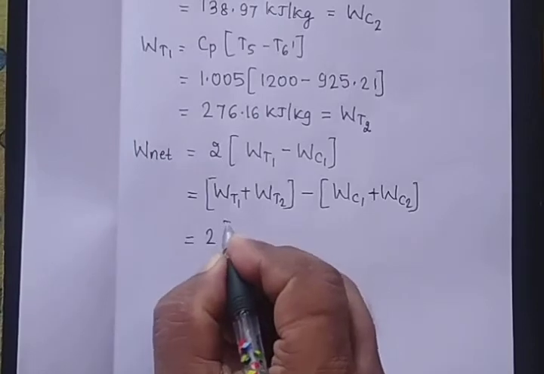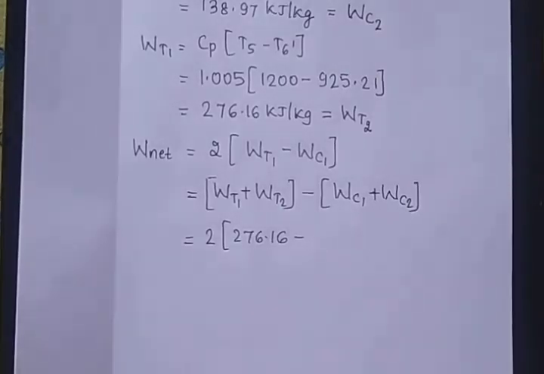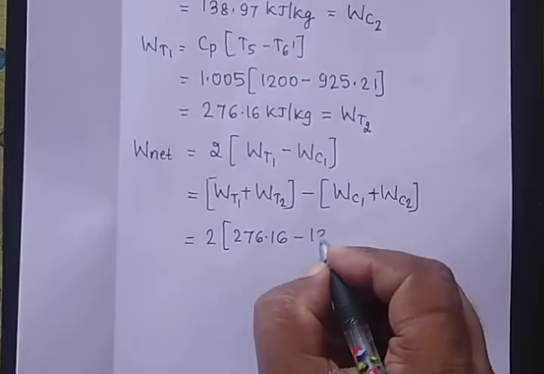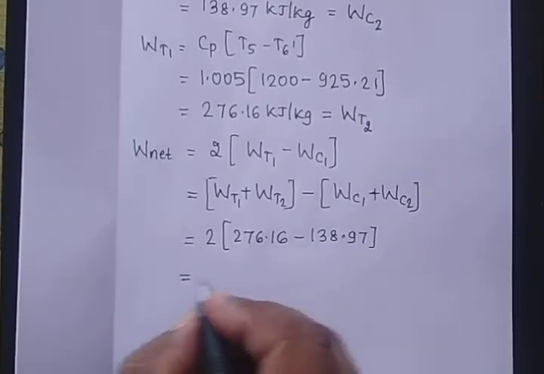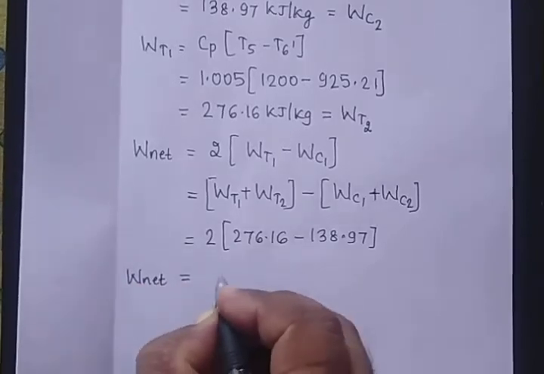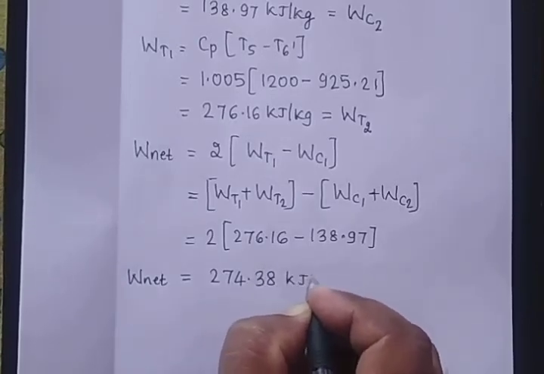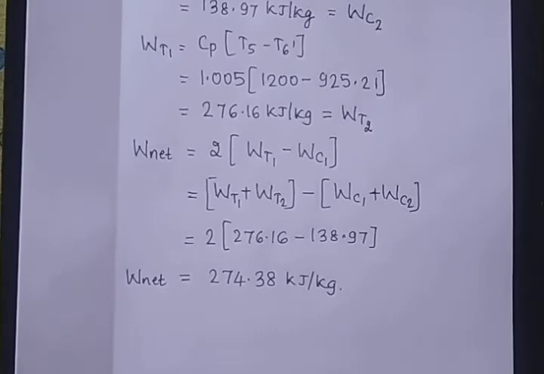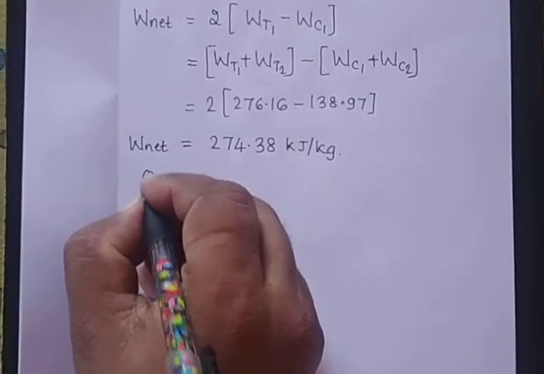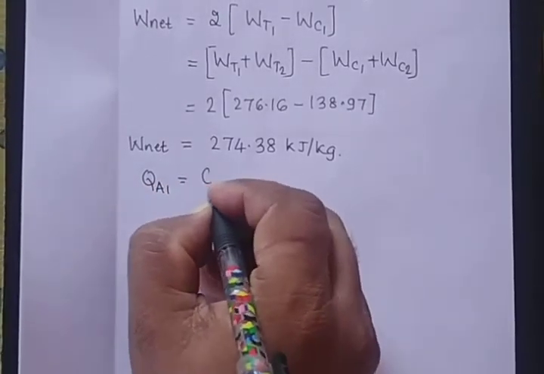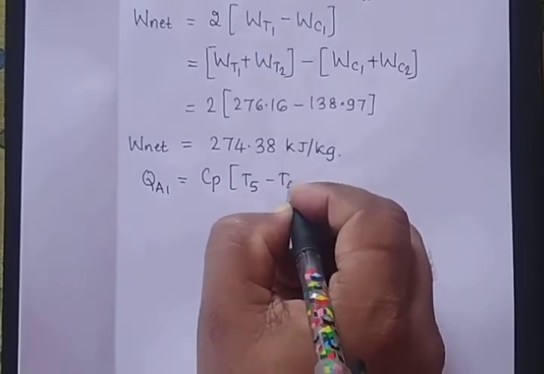So 2 into bracket 276.16, which we have calculated just now, and then WC1 is 138.97, which we have calculated previously to WT1. So you get the value of W net as 274.38 kilojoules per kg. Then once we find out the value of W net, next find out heat supplied. That is QA1, that is, it is Cp T5 minus T4 dash.